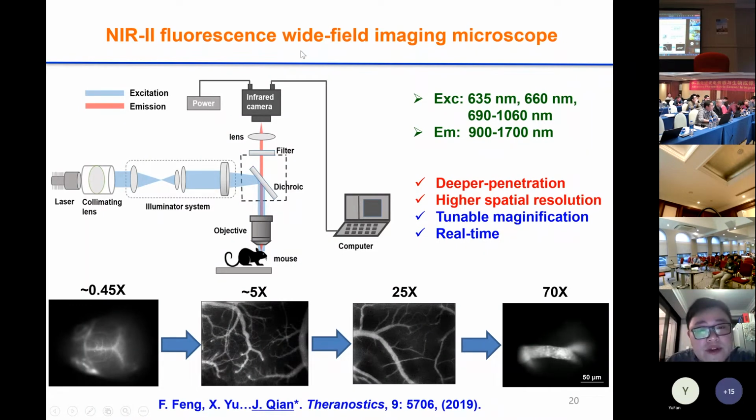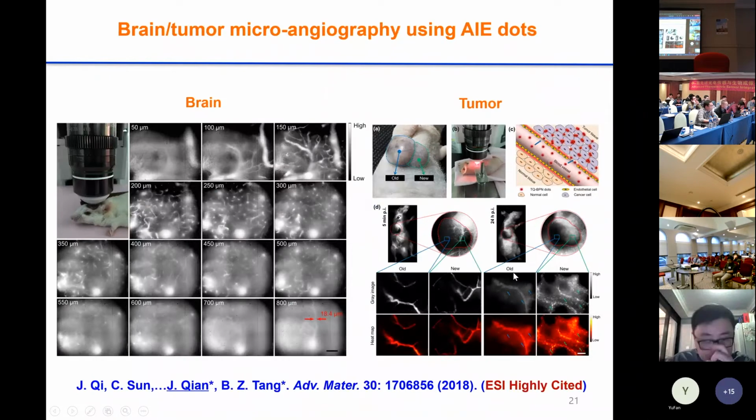So the visible fluorescence microscope can only be used for the observation of cells and very thin tissues. However, if we introduce the near NIR-II window to this microscope, we can get deeper penetration, higher spatial resolution, and also we can achieve real-time observation with tunable magnification. So here are some examples.